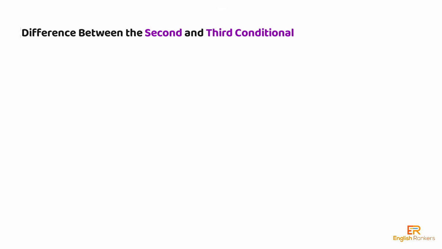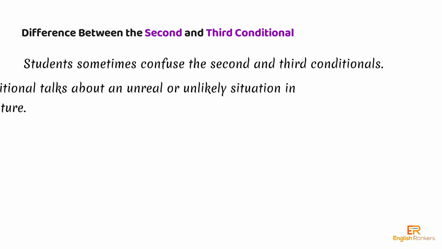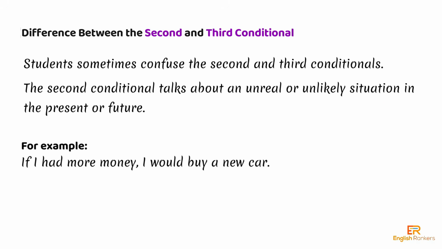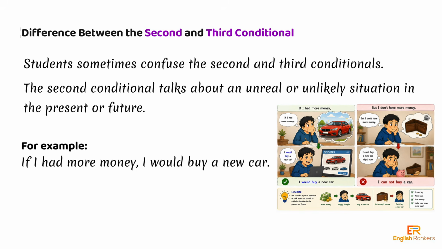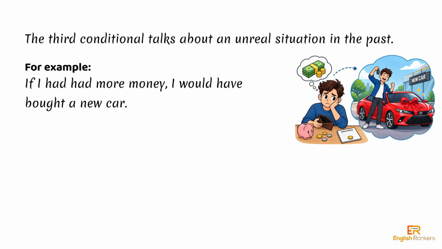Difference between the second and third conditional. Students sometimes confuse the second and third conditionals. Let us understand the difference. The second conditional talks about an unreal or unlikely situation in the present or future. For example, if I had more money, I would buy a new car. This means I do not have enough money now. The third conditional talks about an unreal situation in the past. For example, if I had had more money, I would have bought a new car. This means I did not have enough money in the past, so I did not buy the car.